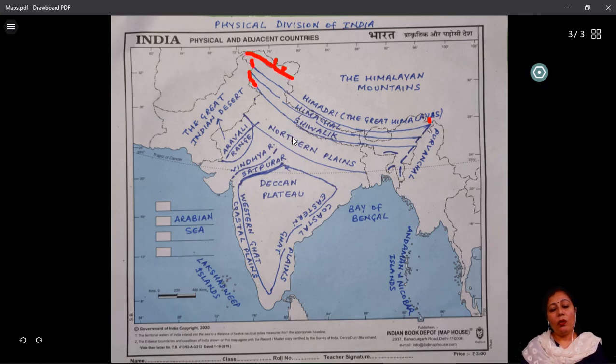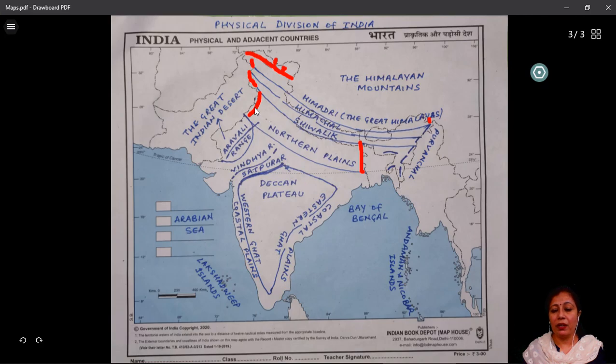Clear? Now we will move towards another important physical division of India, just south of the Himalaya range, that is the northern plains. You can see this area till this area. The northern plains are formed by the rivers, which deposit whatever comes across in their way. These plains are formed by the deposits of these rivers.